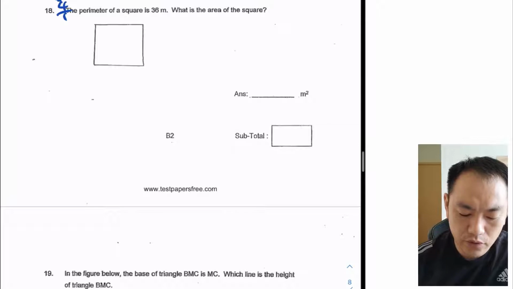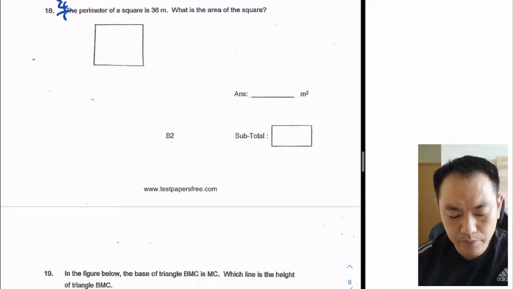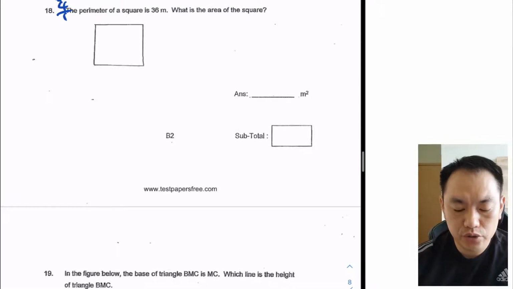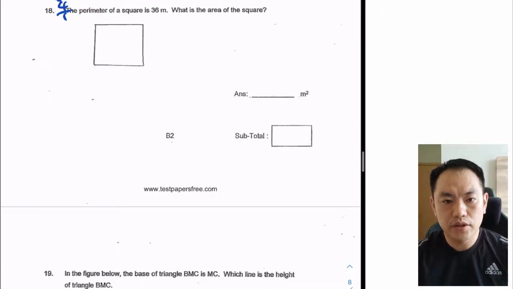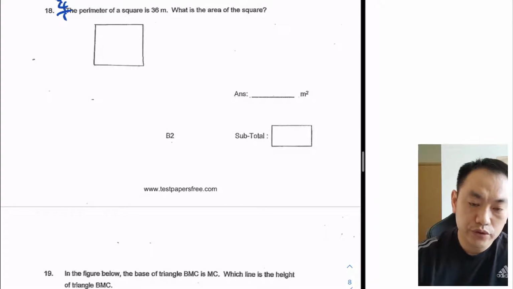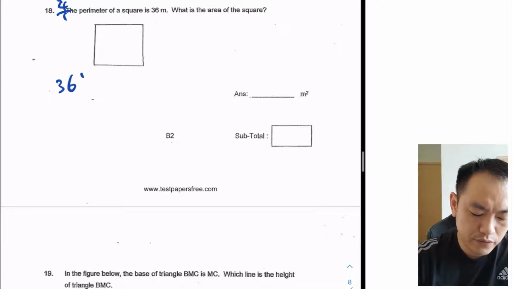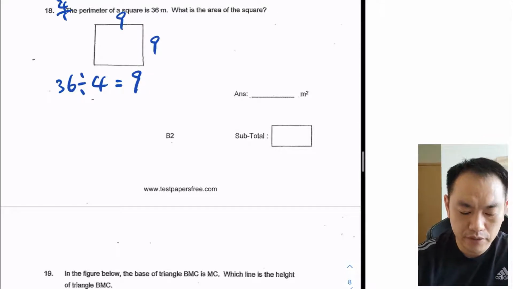The perimeter of a square is 36 meters. What's the area of the square? What's the definition of a square? A square means all 4 sides are equal. So if you want to know the length of a side, you divide the perimeter by 4, which equals 9. So this is 9 here, and this is 9 here. 9 meters each.